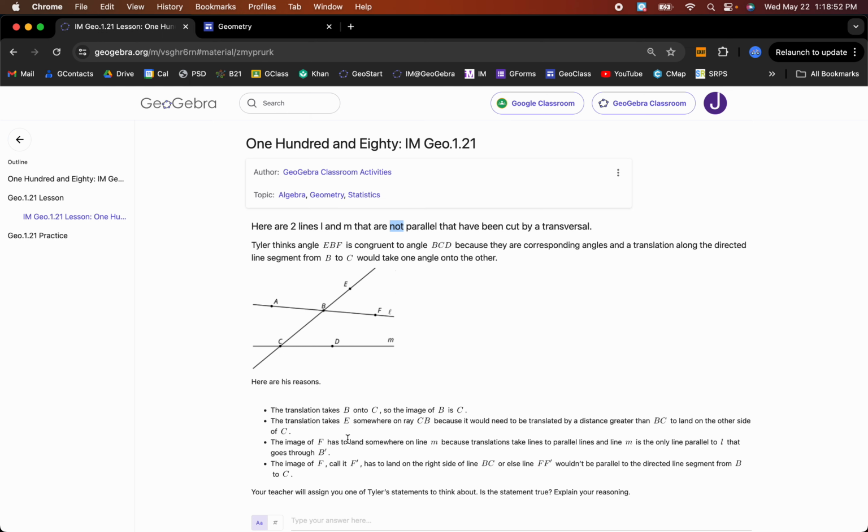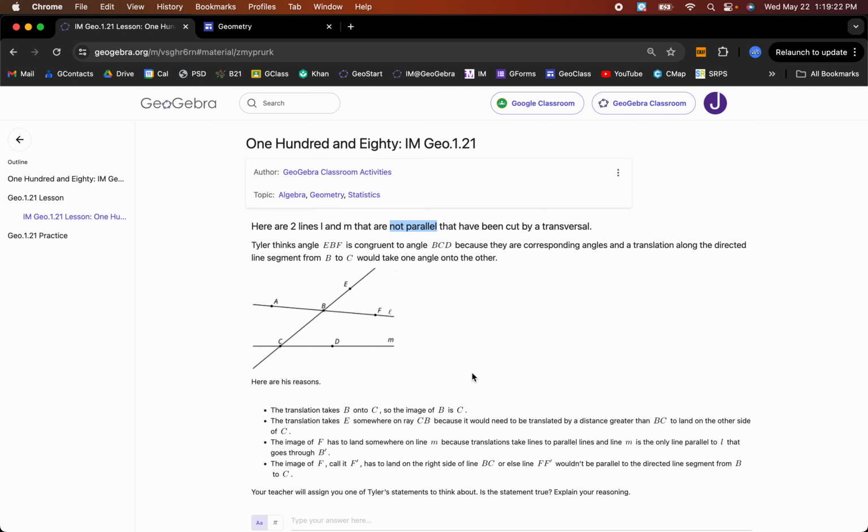Well, that's wrong, because right here it tells us that they are not parallel. Sure, a translation will take a line to a parallel line, but this is not parallel with that one. L is not parallel to M. So when we slide L down, it will not land on M, because M is not parallel to L. I'm getting my letters mixed up.